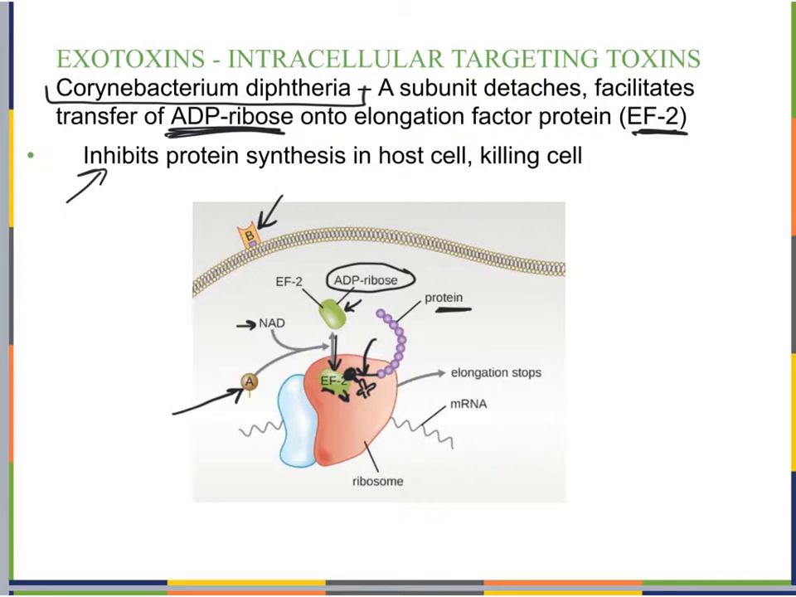And so then as this toxin keeps taking these ADP-riboses and putting them into this process, it's going to be stopping all of these ribosomes from doing what they're supposed to be doing and making proteins. And then as they're no longer making proteins, that cell is going to die because it can't make its enzymes. If it can't make its enzymes, it can't function.